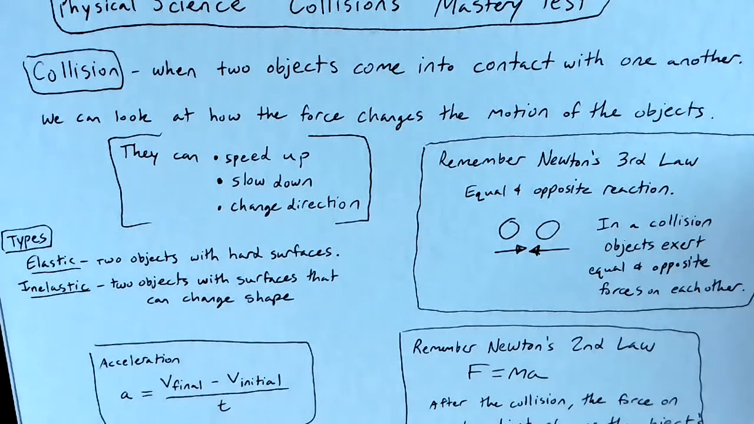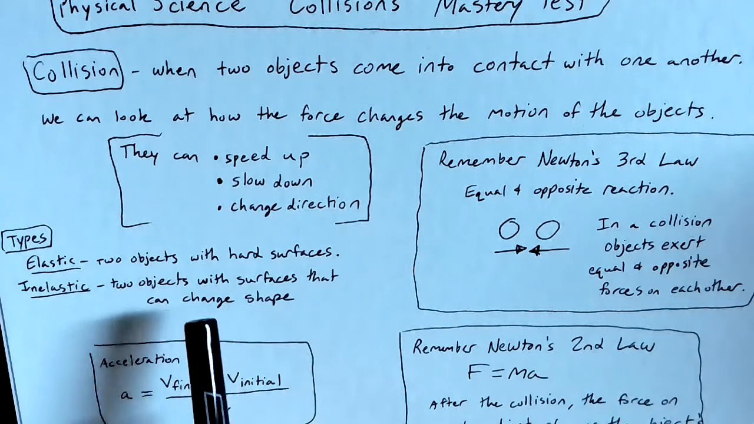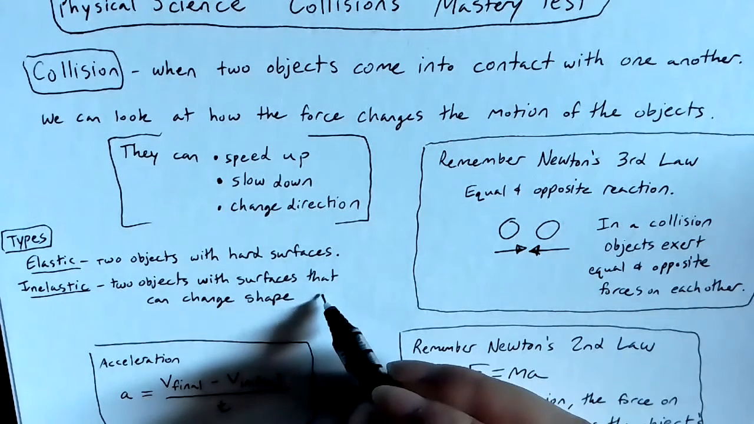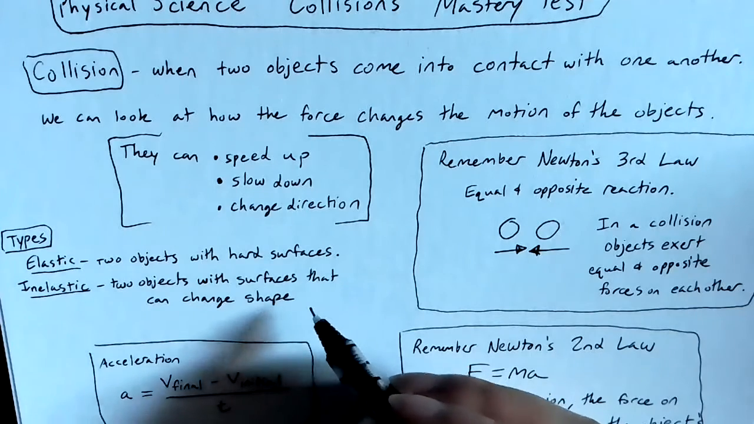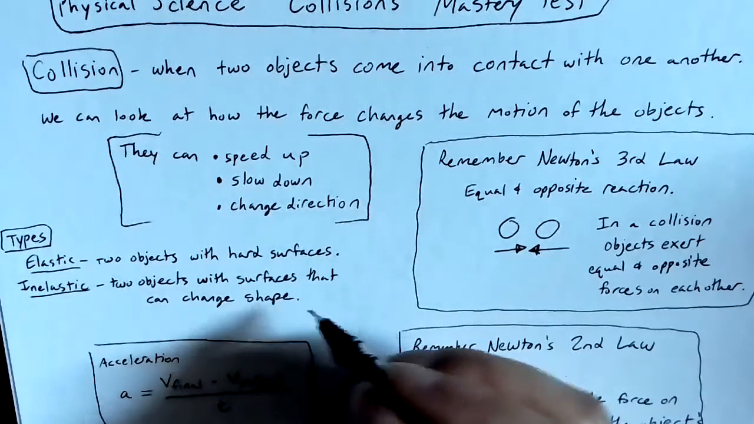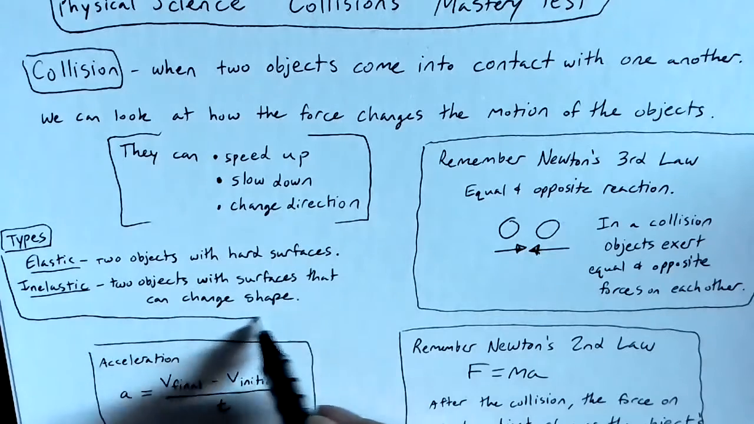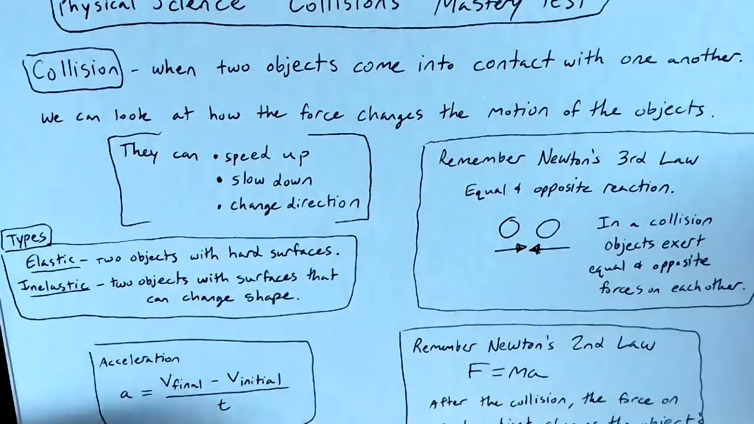Now, an inelastic collision is when two objects with surfaces that can change shape hit each other. So think of, let's say, balls of clay, right? Clay can change shape and form a new object, or the object can have a different shape. So if two soft surfaces hit each other, they could break or change their shape in some way. And that's all that really means. And for this lesson, you do not need to know much more beyond that.